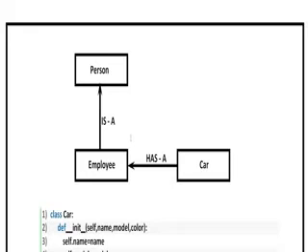So an employee is a person. Employee is a person means it is mandatory that the employee should be a person. Next, an employee having a car is optional. The employee may have a car or may not have a car.